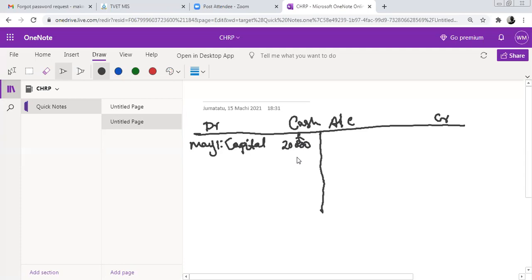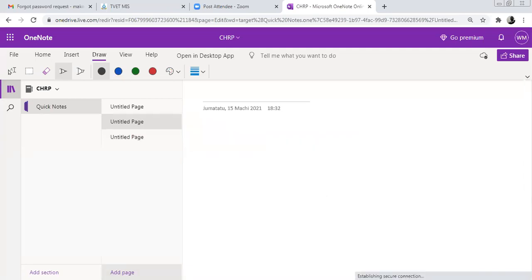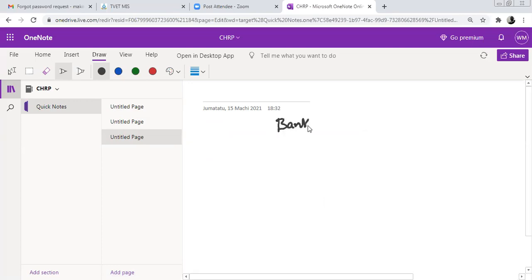Like that. The second transaction. That's 2nd of May, paid 15,000 cash into a business bank account. So it's like transferring the cash that we had, the 20,000 cash, we are taking it to the bank. So already we have the cash account. Now we open the bank account.